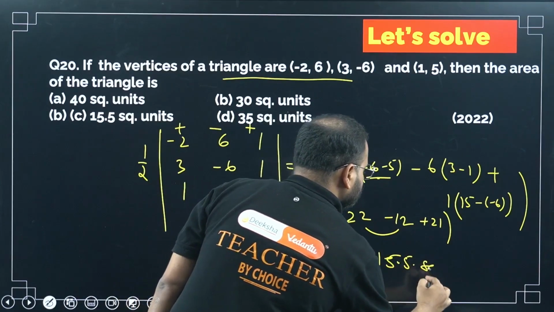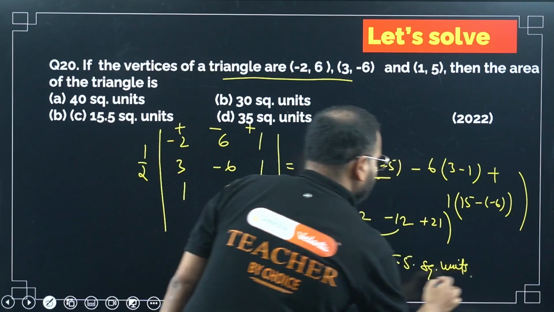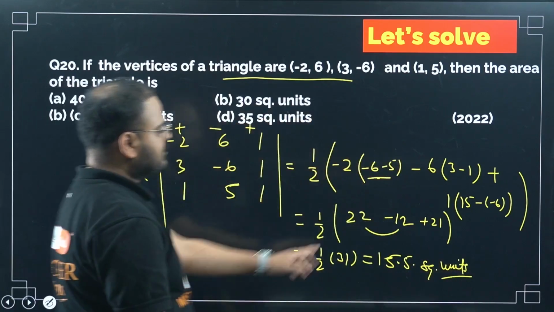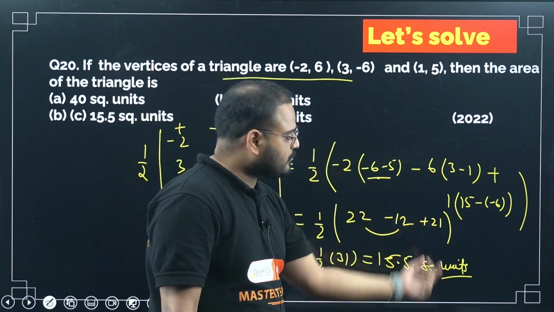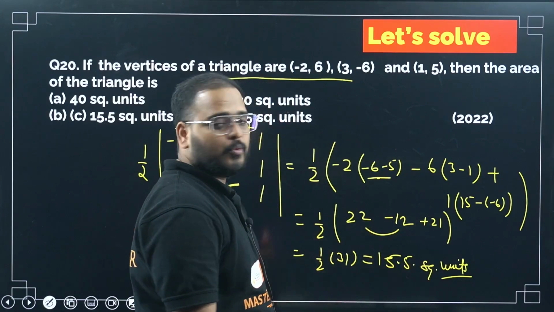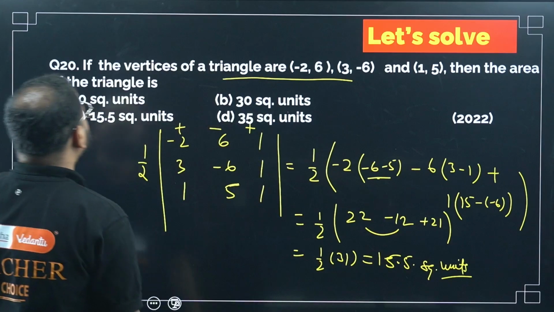15.5 square units. Square because it is area, right? Square units. Correct, no? This is 10 plus 21. So 31. 22 minus 12 is 10, right? 10 plus 21 is 31. 31 by 2: 30 by 2 is 15, and 1 by 2 is again 0.5. So 15.5 square units.